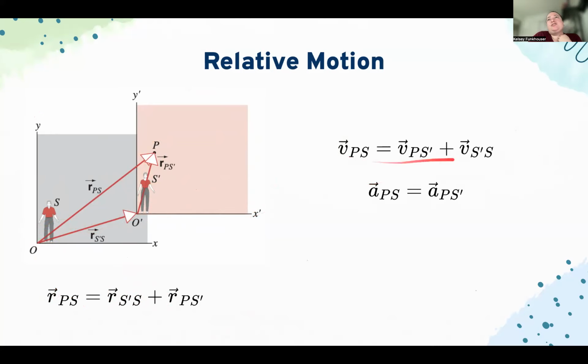And the same relationship is true for velocity. So if we wanted the velocity of the particle with respect to the S frame, that's equal to the velocity of the particle with respect to the S prime frame plus the velocity of the S prime frame with respect to the S frame. But the reference frames cannot be accelerating with respect to each other, so they both must measure the same acceleration of the particle, and that's what this is showing. The acceleration of the particle with respect to the S frame is equal to the acceleration of the particle with respect to the S prime frame.